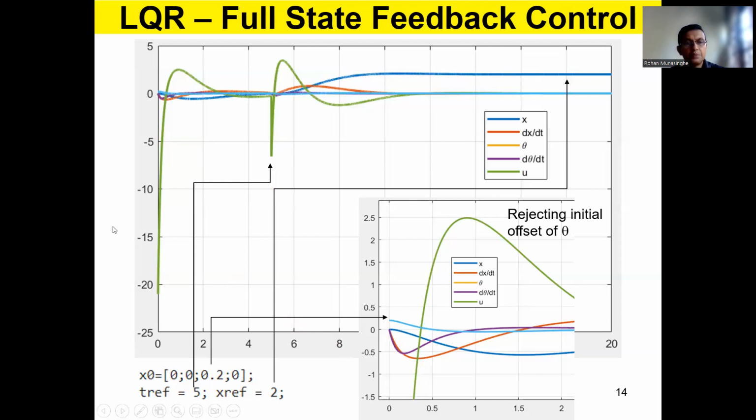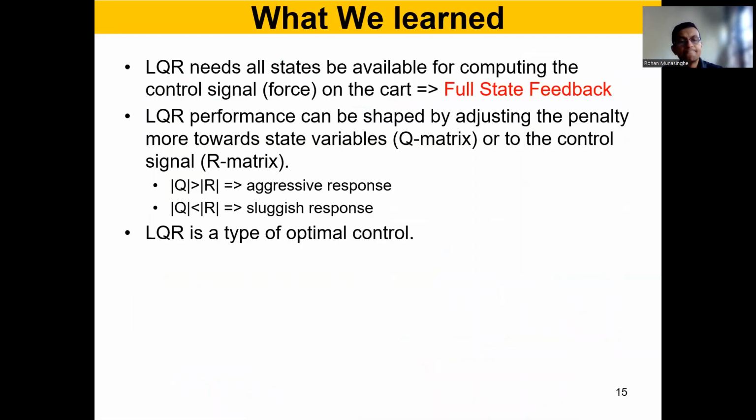Now let me proceed a little bit. What we learn in the second part of the lecture, 3 things. One, LQR needs all states to be available for computing the control signal or force on the cart. So remember that, right? You need all 4 states here.